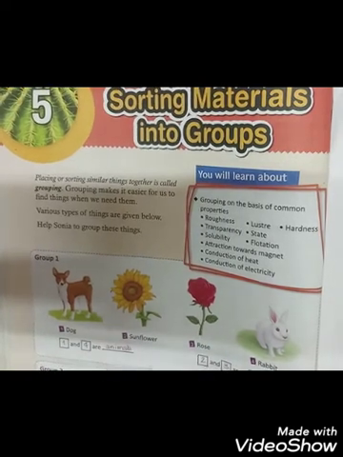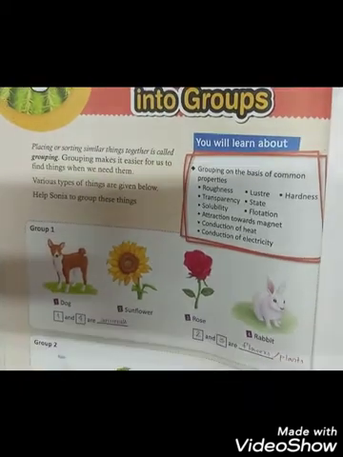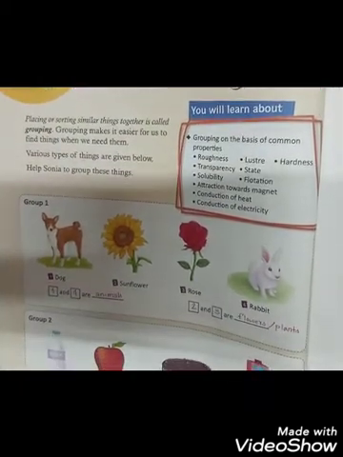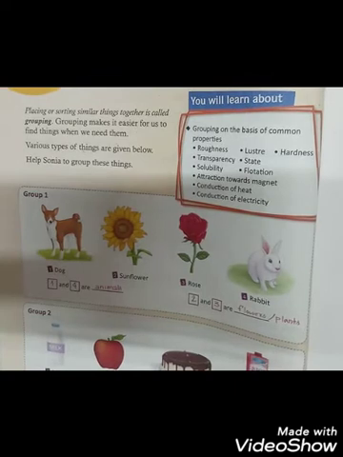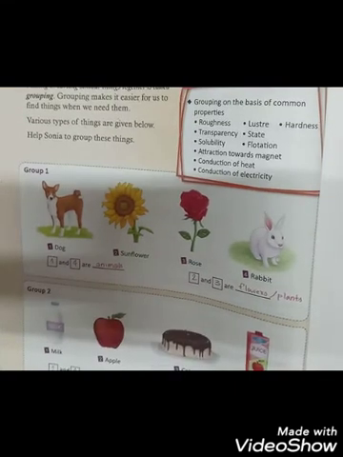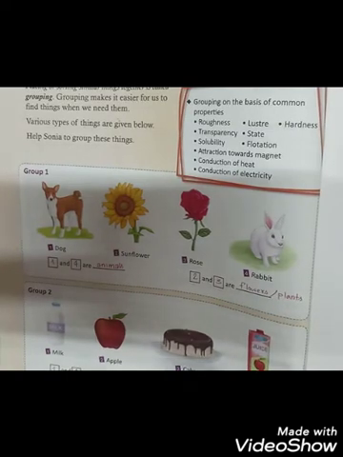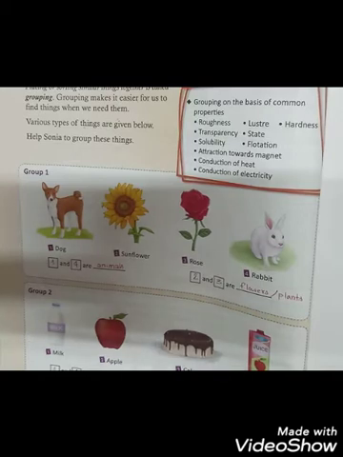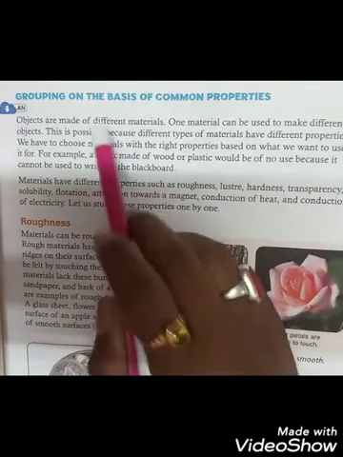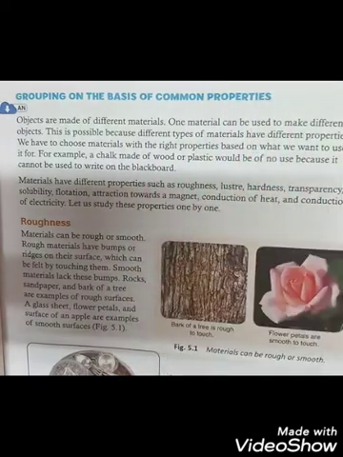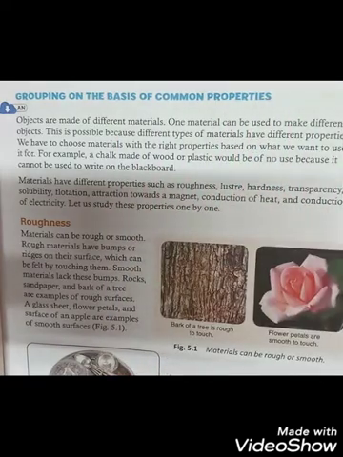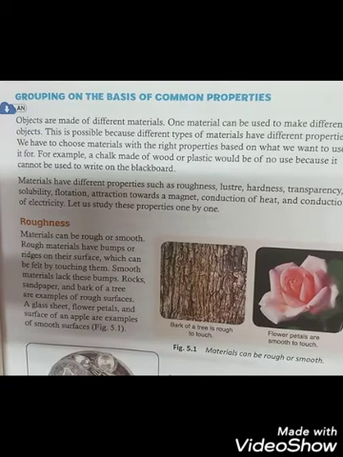Now here you can see there are some pictures. There is a dog, a sunflower, a rose and a rabbit. You have to categorize them, you have to make them into groups. In the second part of this picture, there is a picture of milk, apple, cake and juice. You have to categorize them into liquid and solid. Now, the grouping on the basis of common properties. How will you group the objects into different categories on the basis of common properties?